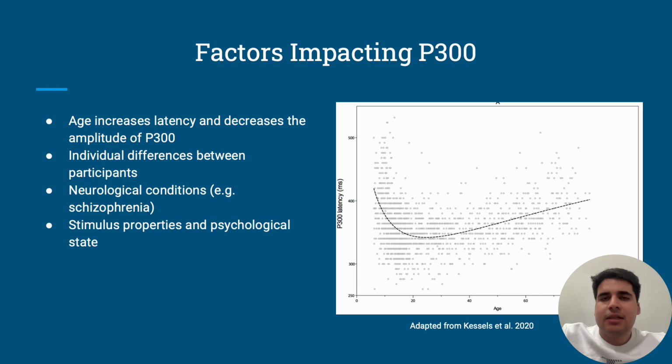Also, the stimulus properties also impact the P300 wave. For example, in the oddball paradigm, the more shocking the target stimulus, the higher the amplitude of the P300 wave that is elicited by the paradigm. Lastly, psychological state of the participants also plays a huge role. For example, if they are awake, if they are sleepy, or even under the influence of alcohol or other drugs, the P300 wave will be impacted.